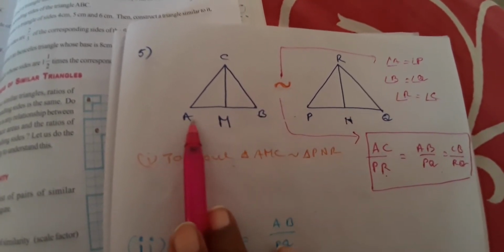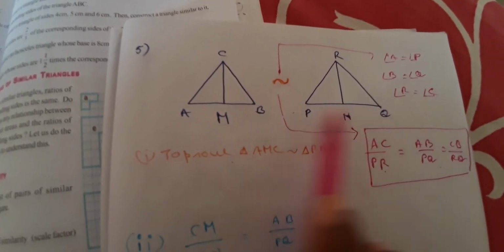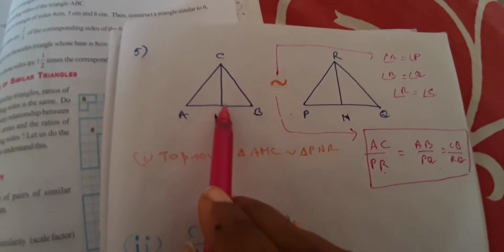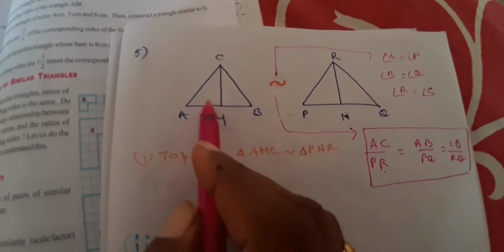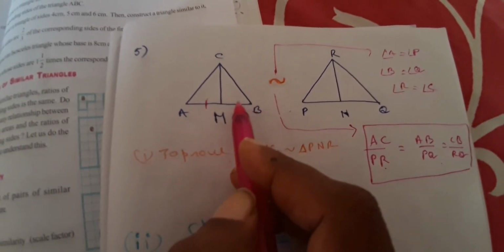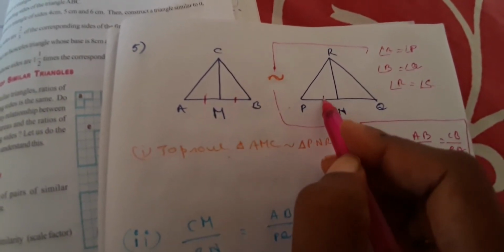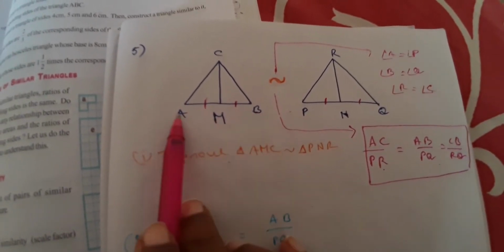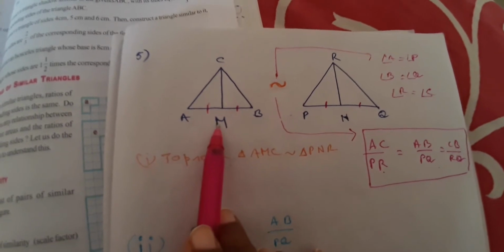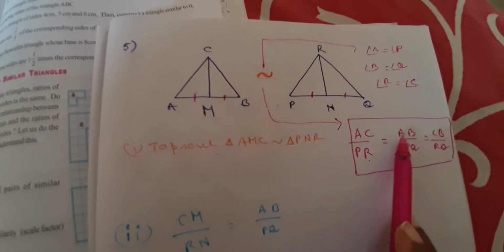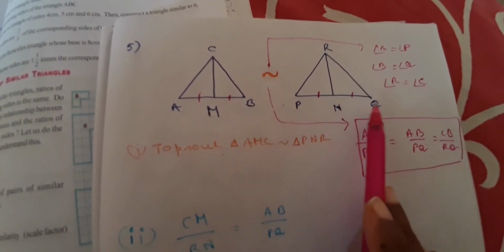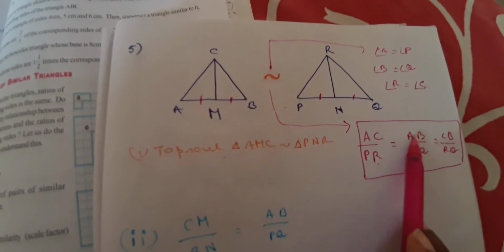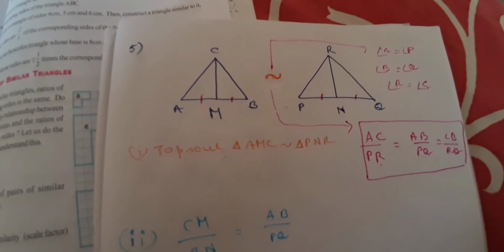Now you know that already AB is proportional to PQ. What is the median? Median means the one which divides the opposite side into two equal halves. Is it not? This is the median. That's the definition of median. So therefore, what is AB? AB is twice AM. So in place of AB, here you can write 2 times AM. In terms of PQ, you can write it as 2 times PN. So 2 will get cancelled, AM by PN. So that's all, it is proved.